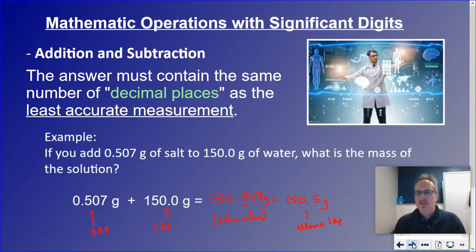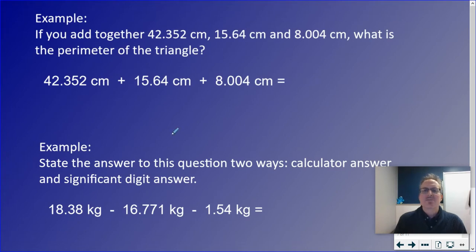So we have a second example up here. And again, this time we're going to do perimeter of a triangle. So we're going to add together 3 numbers. So type these 3 numbers into your calculator: 42.352 plus 15.64 plus 8.004. And the number we get in our calculator is going to be 65.996 centimeters. This is my calculator value.